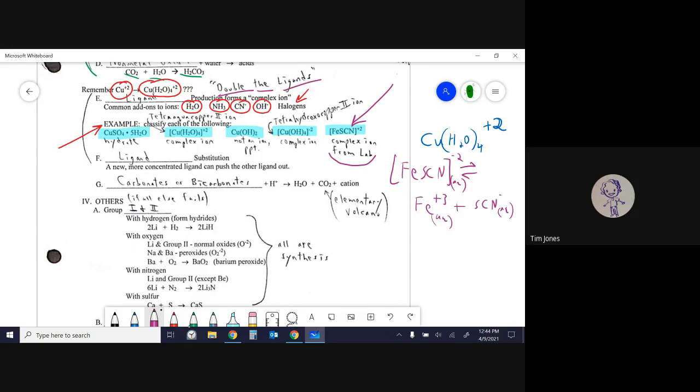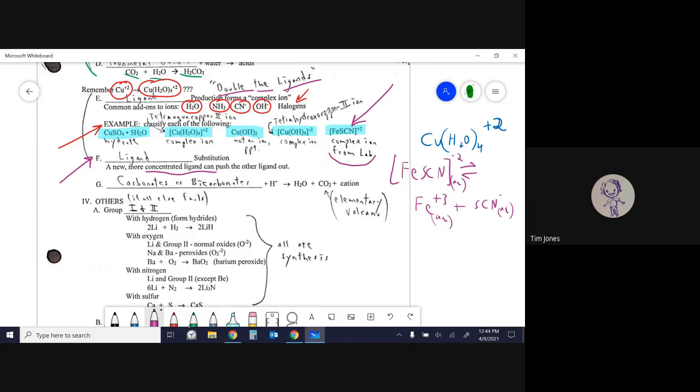All right, next one, ligand substitution here. Turns out, if you have a complex ion, you can put in a new ligand that's more concentrated and it will take its place. So the more concentrated ligand can push the other one out. I don't have an example in the notes, but we will be looking at one later on.